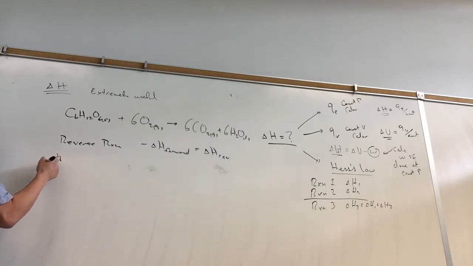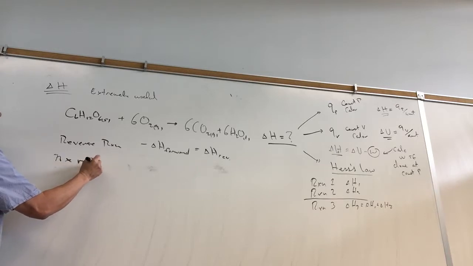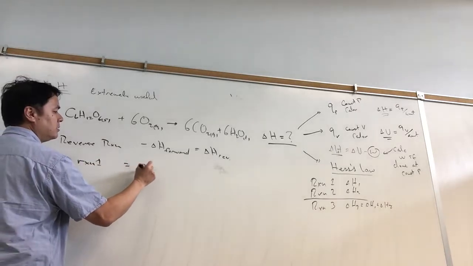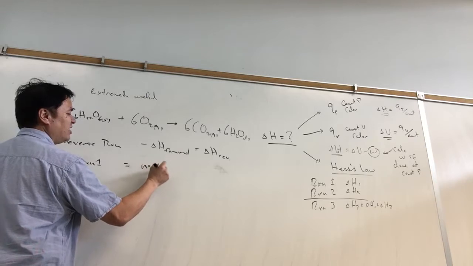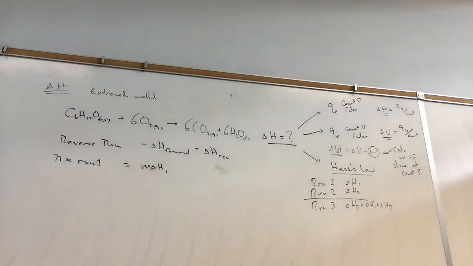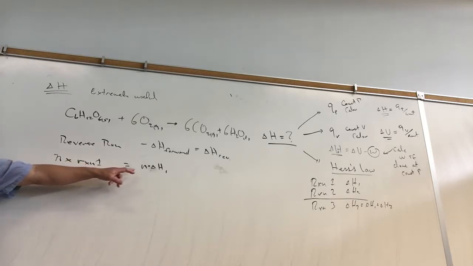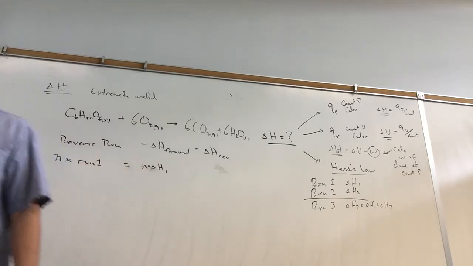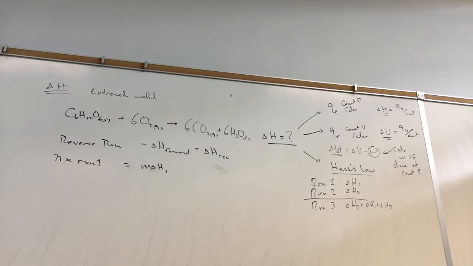If you multiply reaction 1 by some n value, it doesn't have to be an integer, just any number, then you're going to get n times delta H1. So n could be a fraction. For example, if you multiply by half, then you're going to get half as much energy. If you burn half a mole rather than a full mole, obviously you're going to get half as much energy. If you burn 2 moles rather than 1 mole, you're going to get twice as much energy. Energy is an extensive property, and so this is what we have here.